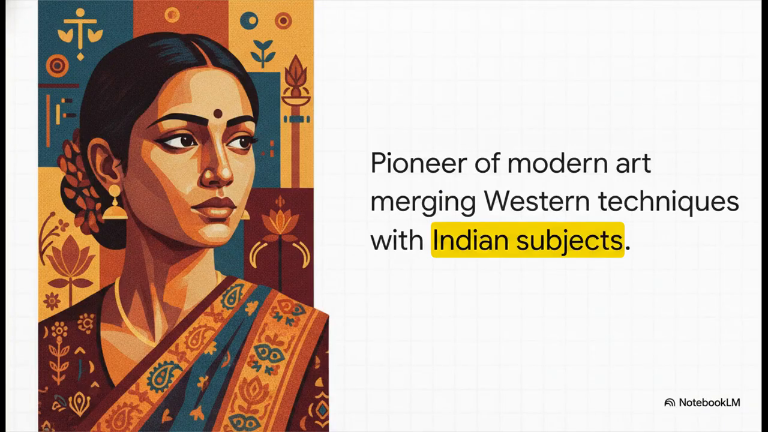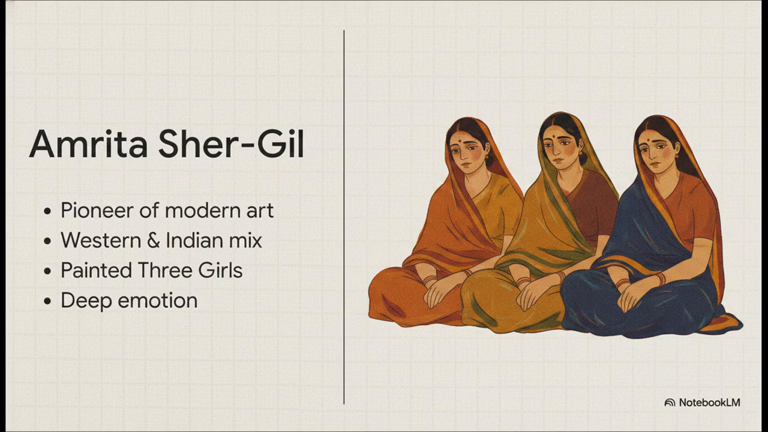Completing our pioneers is the emotional pioneer herself, Amrita Sher-Gil. She is widely considered the pioneer of modern Indian art, and for good reason. She masterfully merged Western painting techniques with profoundly Indian subjects. Through famous works like Three Girls and Bride's Toilet, you can see exactly why she's so revered. She depicted rural Indian women with unprecedented emotional depth. She captured their melancholy, their reality, in a way literally no one else had before. It was a perfect bridge between 2 artistic worlds.